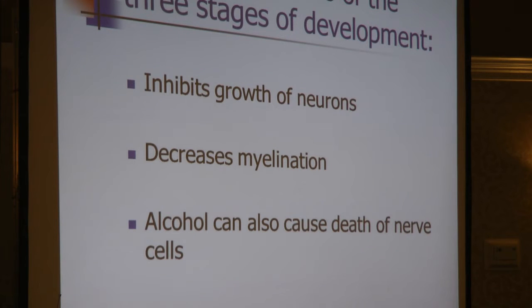So, alcohol affects various aspects of brain development. It inhibits growth of neurons and decreases myelination. Alcohol can cause death of nerve cells. As a result, alcohol has a greater effect on the developing brain of teenagers and adolescents compared to those of adults.